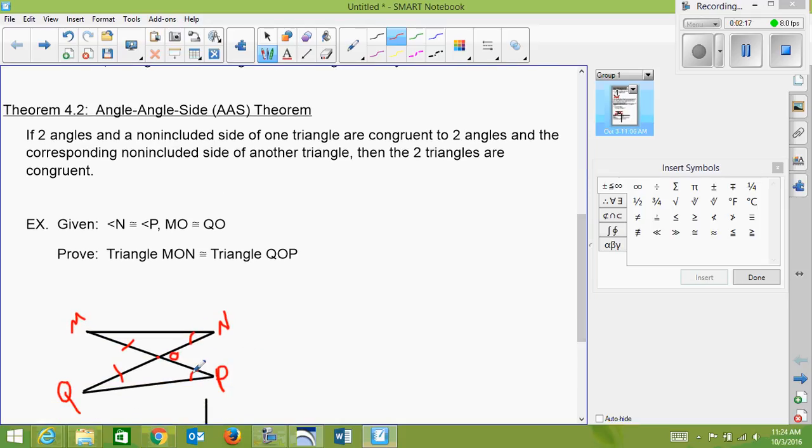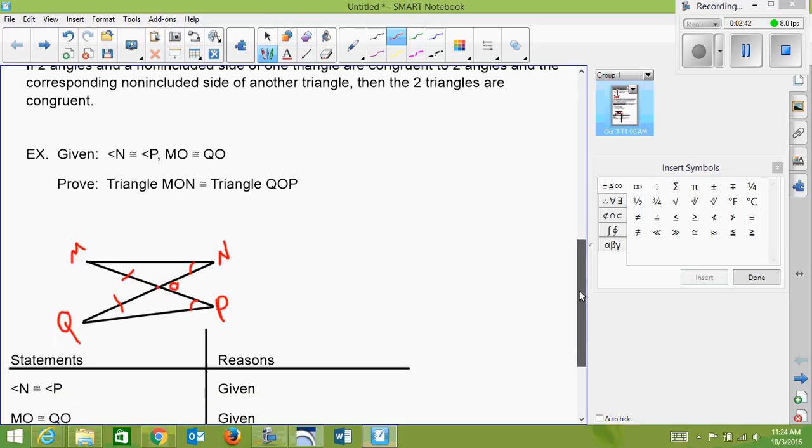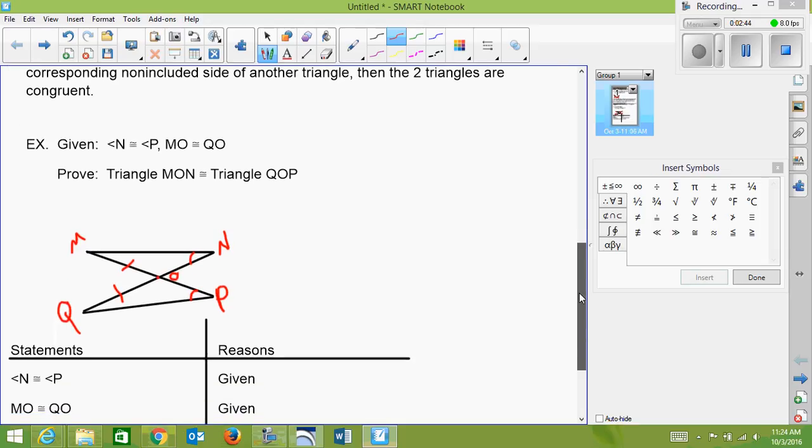So given that angle N is congruent to angle P, and I have that marked right here, and MO, which is here to here, and QO are congruent, and I have that marked with my little congruence mark. I want to prove that triangle MON, which is this top one, is congruent to triangle QOP, which is the bottom one. I did a two-column proof on this one, and I very simply just started with the first thing they gave us. Angle N is congruent to angle P. Why? Because it's given. Side MO is congruent to side QO, which is also given.